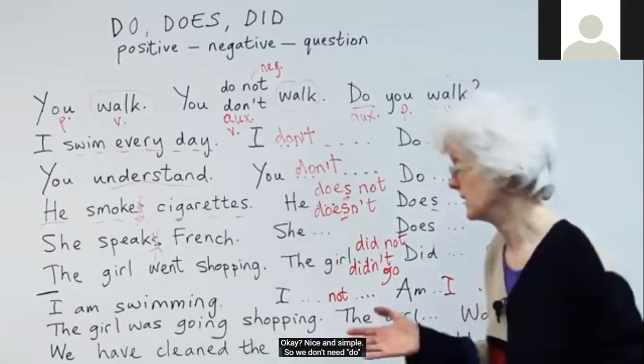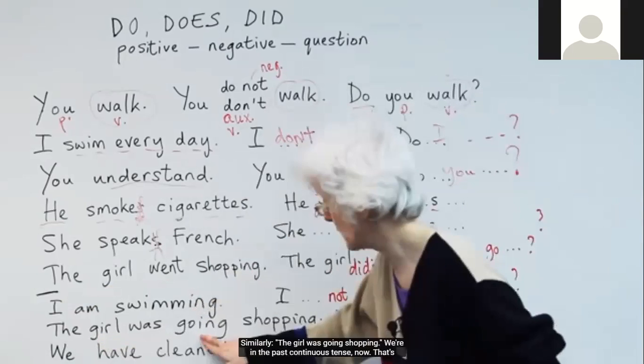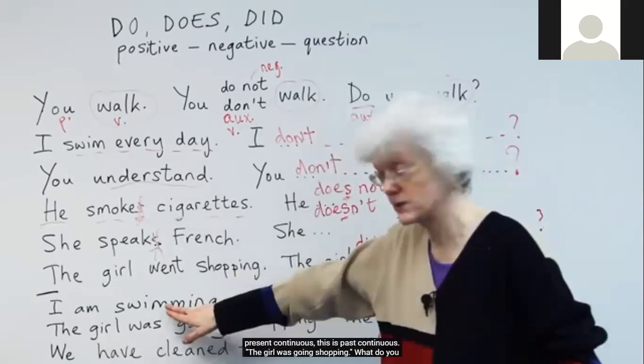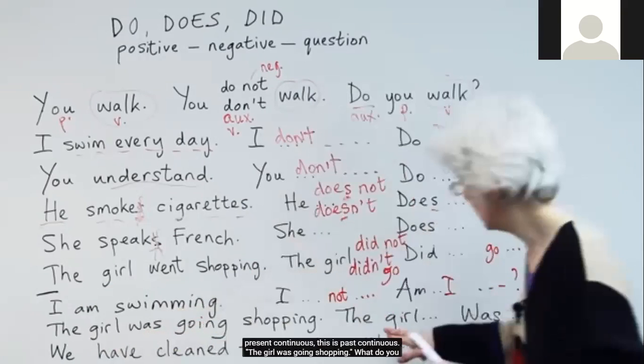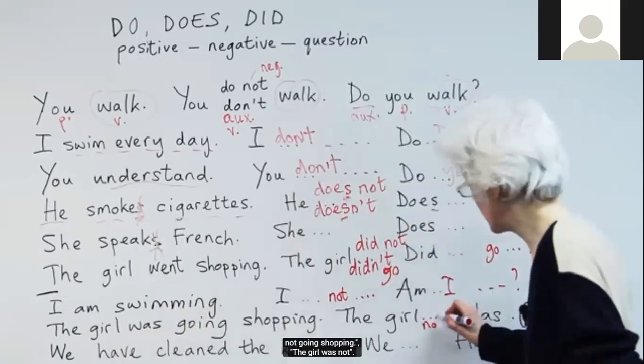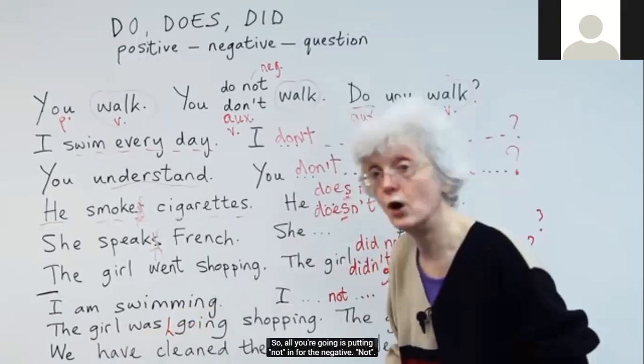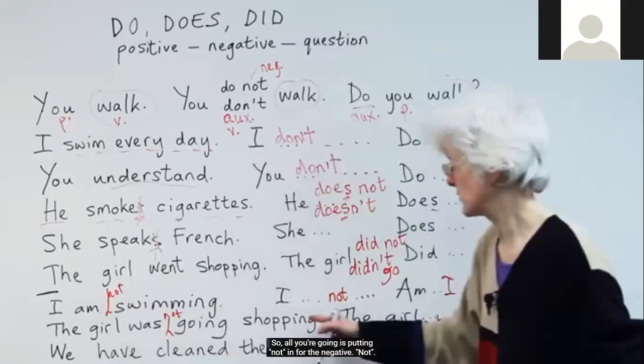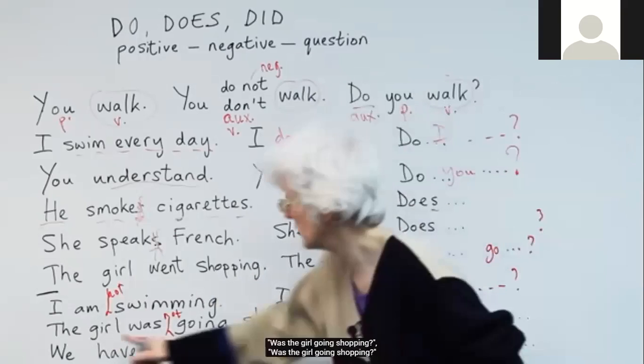So let me do the past tense. Generally, the girl was going shopping. The past continuous. It's a past tense. The girl was going shopping. What do you think the negative might be? The girl was not going shopping. So all you're doing is putting not in for the negative.